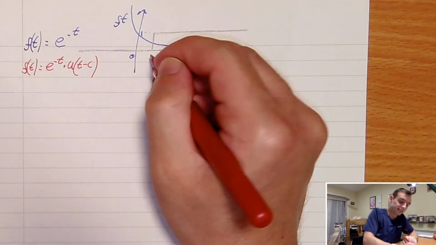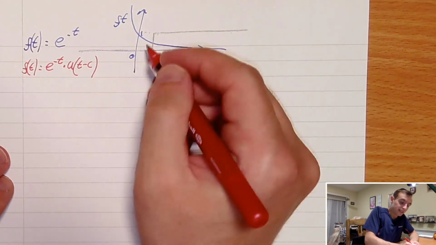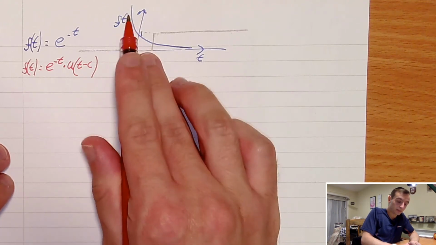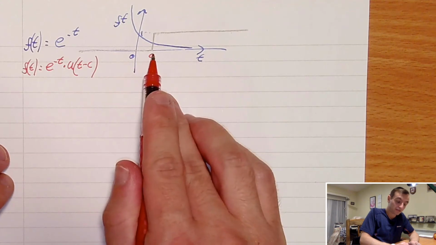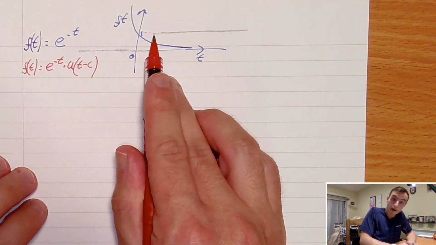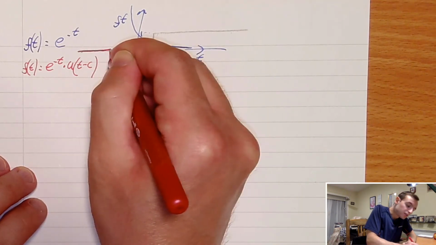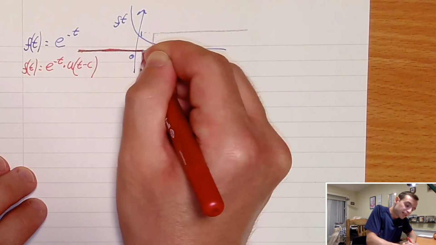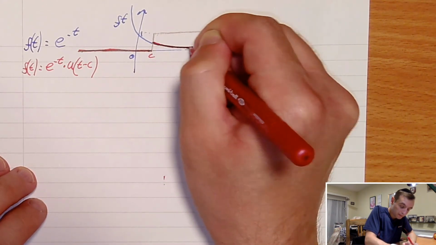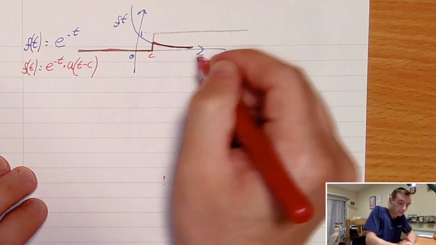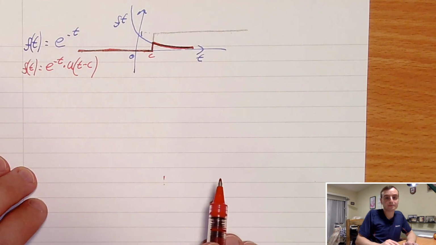So if we identify c being, say, over here, we can say that e to the minus t, u(t minus c), is going to be the product, again, of e to the minus t, which is this function over here, times the pencil line, which is 0 for anything less than c, and 1 when beyond c. So the product of those two functions is going to be this. It's really going to be this thing here. That, and then it's going to come down like that.